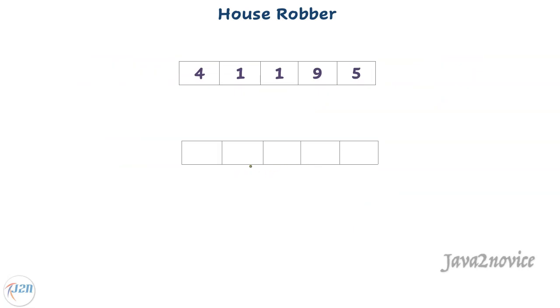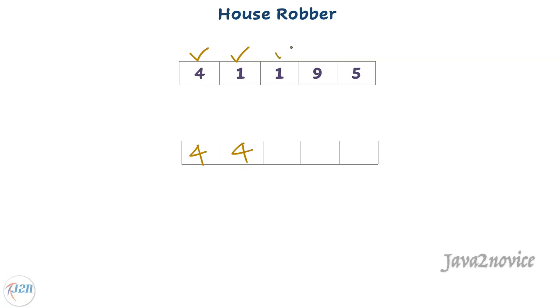Let's take this array. First, I'll clean this up. We will be declaring an empty array of the same size to keep track of the cumulative max amount at every index. Let's say we are at index 0. What is the maximum amount we can rob here? It is just 4. Let's add it here. Now we are at index 1. What is the maximum amount we can rob here from index 0 to index 1? Since we cannot rob adjacent houses, we can take the maximum of these two amounts only. 4 is maximum out of these two. So let's add it here. Till index 1, the maximum possible amount we can rob is 4.